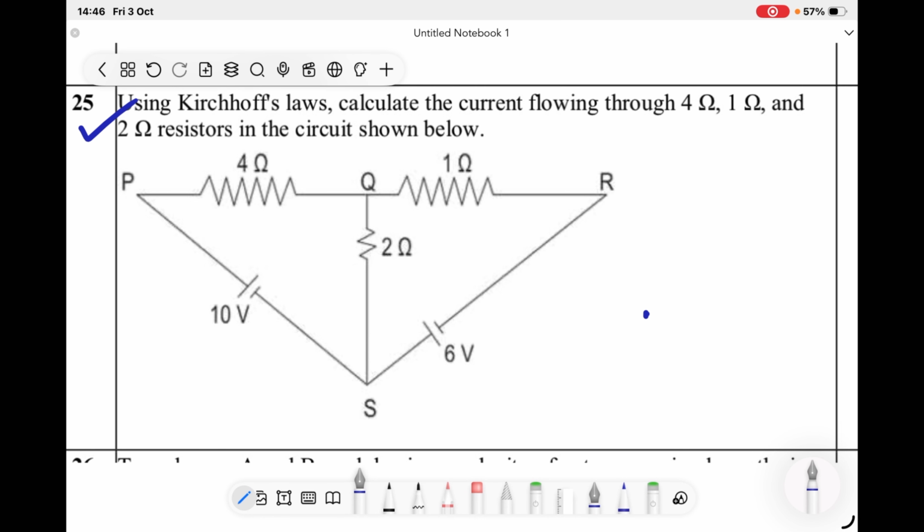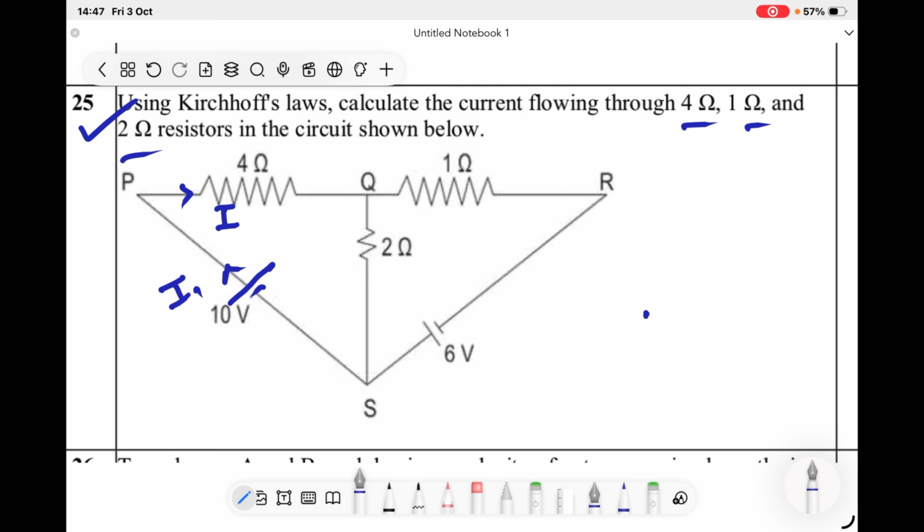Question number 25. Using Kirchhoff's law, calculate the current flowing through 4 ohm, 1 ohm, and 2 ohm resistor. Three currents have to be calculated, flowing through 4 ohm, 1 ohm, and 2 ohms. So you can complete the diagram. We can take current from the positive of the cell. This is 10 volt. I am taking current I1 from this, and you can complete the circuit diagram then.